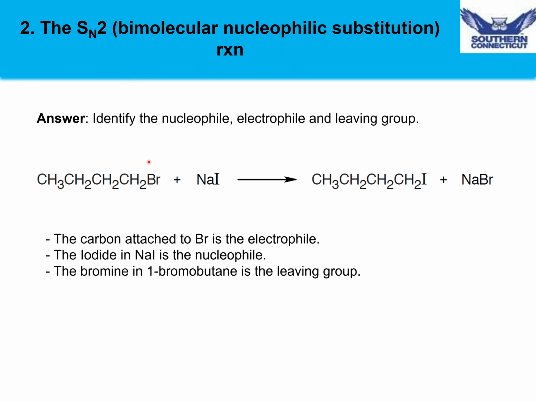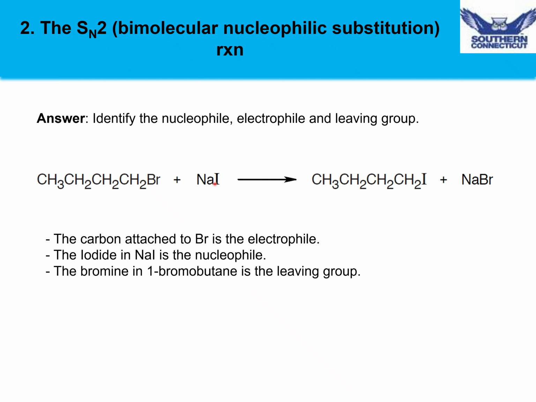Here is a typical SN2 reaction involving a primary alkyl halide with sodium iodide. The reaction leads to the iodine replacing the bromine, and you can see that in the product, and then we receive a byproduct of sodium bromide.